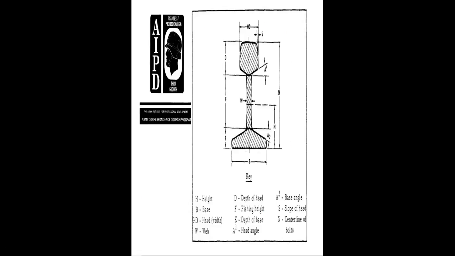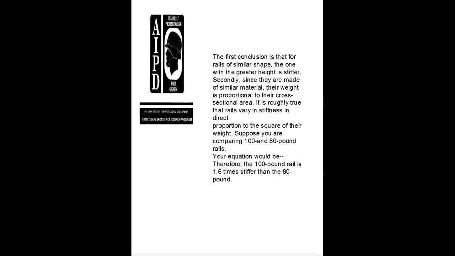This is a description of the head, base, and web, the depth of the head, the fishing height, the depth of the base, the angle of the head, the angle of the base, and the slope of the head to the center line of the bolts. The first conclusion is that the rails are similar in shape, the one being greater in height and stiffer. The second is that they are made of similar material. Their weight is proportional to the cross-sectional area. It is roughly true that rails vary in stiffness in direct proportion to the square of their weight.